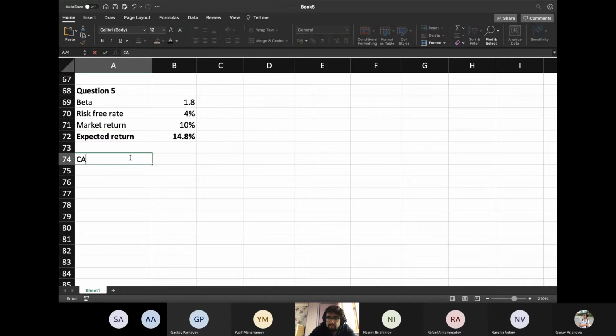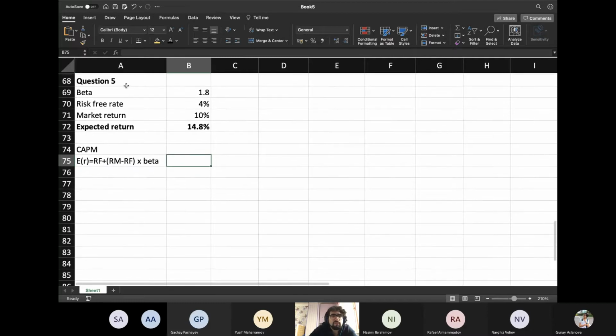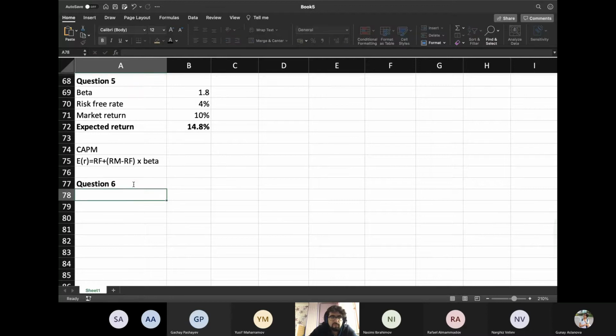Because we have CAPM. CAPM says expected return is equal to RF, the risk-free rate, plus market rate minus, again, risk-free times beta. So that's question 5. It's an easy question. Let's switch to question 6.